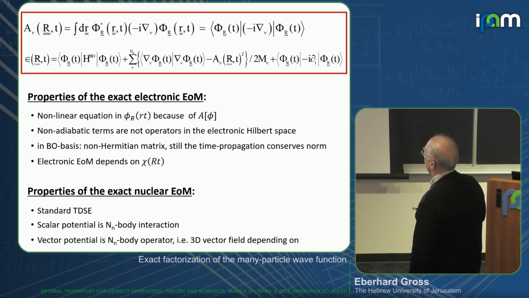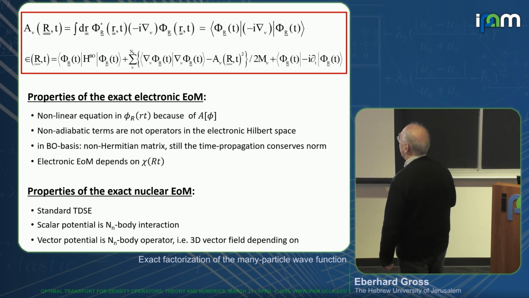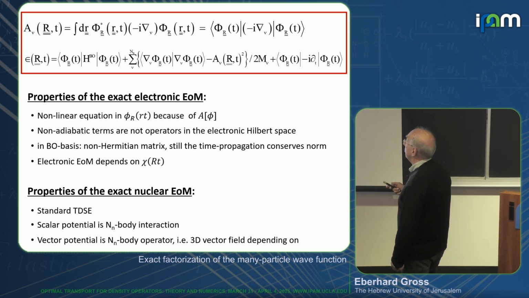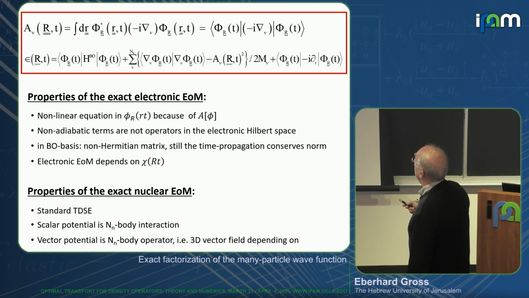So the nuclear equation is nice. You have n-body interactions, vector potential and scalar potential. But the electronic equation is somewhat unusual. First of all, it's a nonlinear equation in the electronic wave function because the vector potential appears, so this makes it nonlinear.